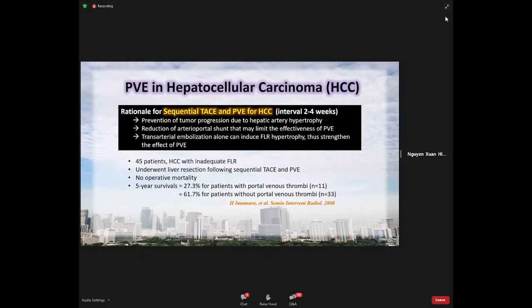In patients with hepatocellular carcinoma, TACE has to be done before PVE in order to prevent tumor progression due to hepatic artery hypertrophy. TACE also reduces the arterioportal shunt and promotes FLR hypertrophy better than PVE alone. The interval between TACE and PVE is around 2 to 4 weeks. Sequential TACE and PVE can turn an initially unresectable patient to resectable.